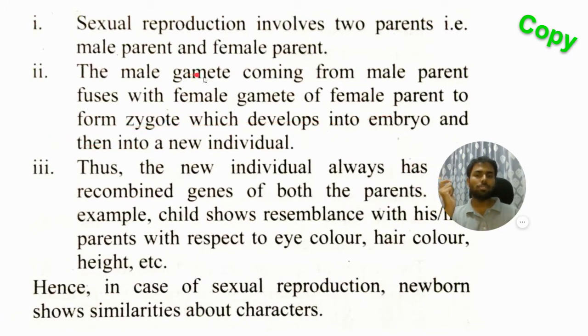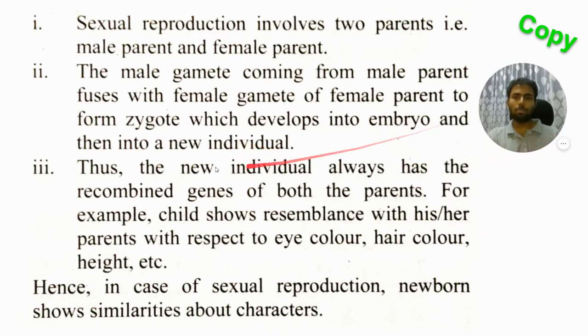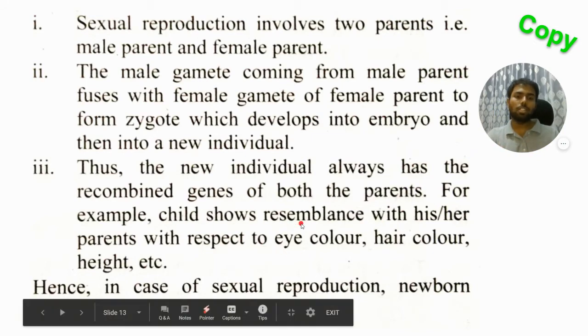So male gamete plus female gamete will give you zygote, zygote will give you embryo. हम लोगों ने एक flow chart copy किया था, right? It's the same flow chart जिसको एक point में लिखा है. Okay, and the embryo into a new individual, embryo से एक नया individual बन जाएगा. Okay, third point: thus the new individual always has recombined genes of both parents, क्योंकि male gamete भी आया था, female gamete भी आया था, so जो embryo है उसके पास combined genes होंगे male parent के और female parent के.